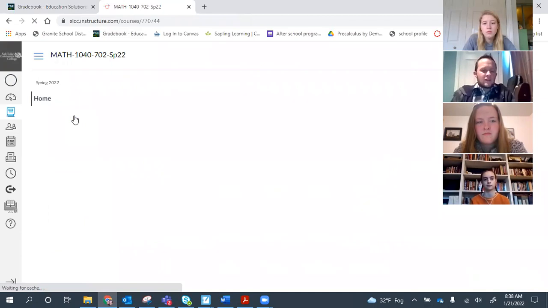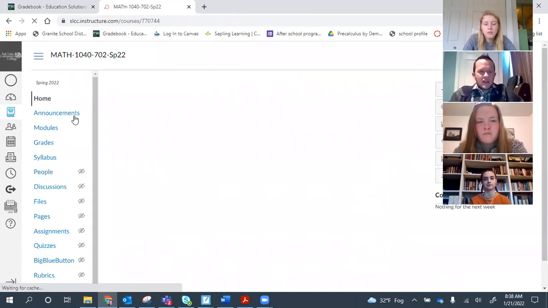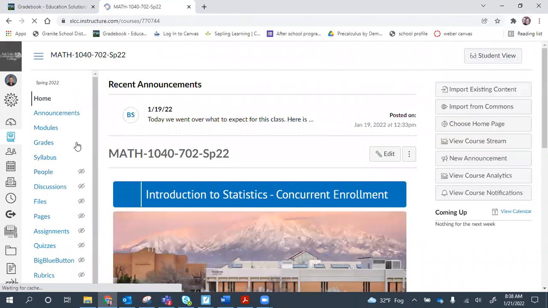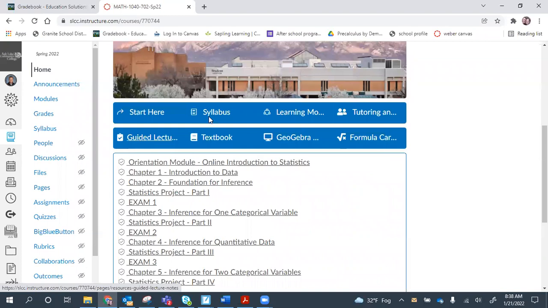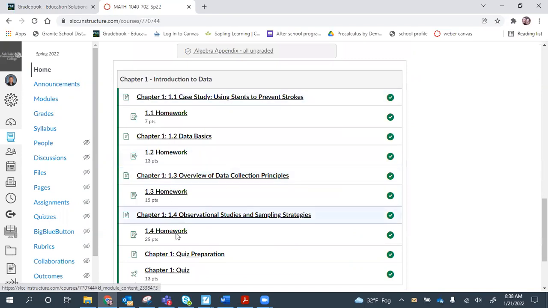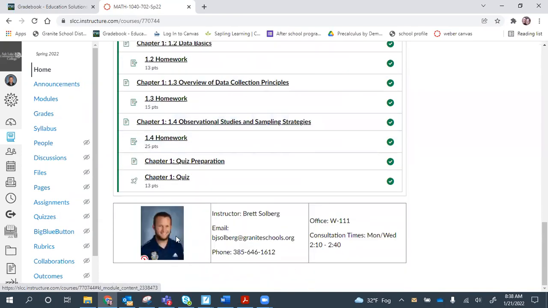And I'll show you where you can find your guided notes and all the fun stuff like that. So right here, this is a syllabus link. You'd click that to find the syllabus. Textbook, you'd click there and you could download it. And then guided lectures, there's two ways you can find it. Probably the easiest way is just to click on the chapter we're working on, which is chapter one. You click on chapter one and it brings up everything from chapter one down here, okay?